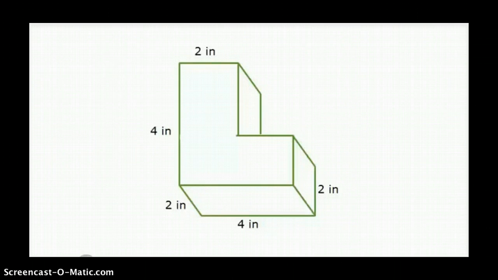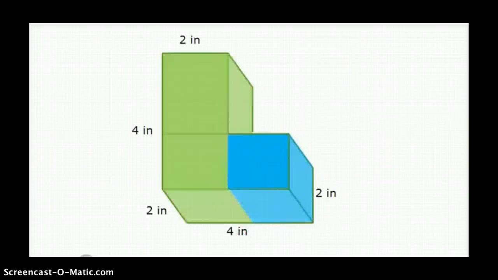For example, I could cut this figure vertically. I could slice it down like this. And what I would have is a long rectangular prism, which I've shaded green, and a smaller rectangular prism, which I've shaded blue. There are other ways that I could cut my prism, however.